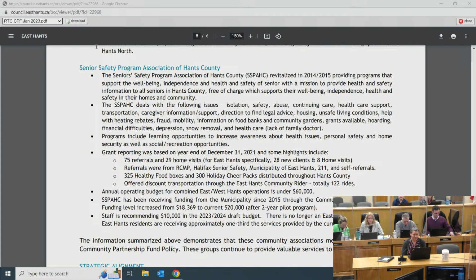And the final note on this is West Hants used to provide a comparable amount, $20,000 as well, and due to some changes in policies there, they're providing $7,500 to this organization. So that helped with our decision on the $10,000.